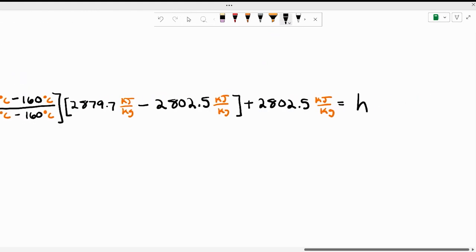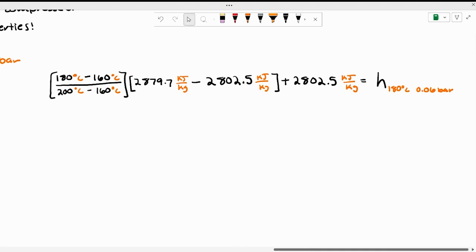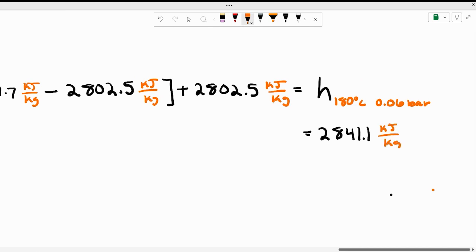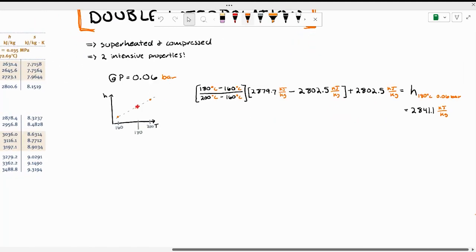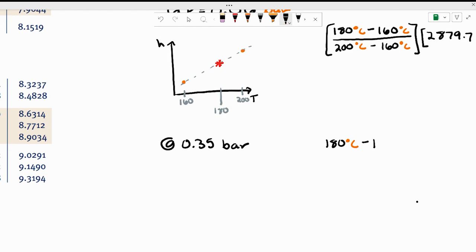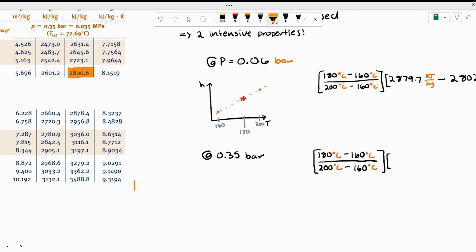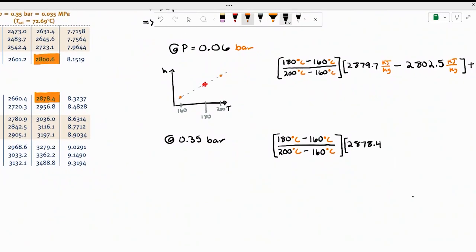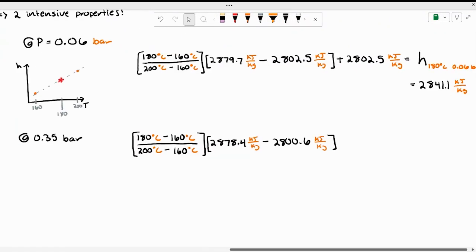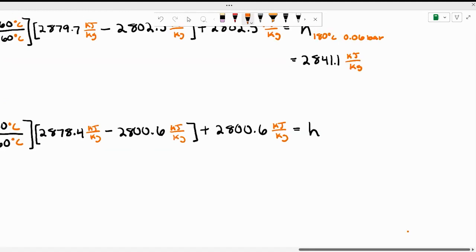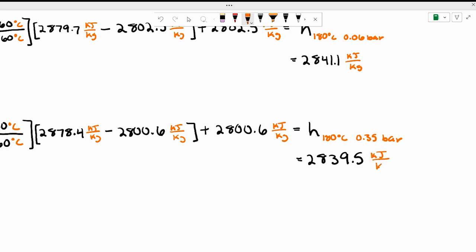From this, we'll see that our enthalpy at 180 degrees Celsius and 0.06 bar is equal to 2,841.1 kilojoules per kilogram. And now, if we linear interpolate, still at temperature equaling 180 degrees Celsius, but this time at pressure equaling 0.35 bar, the math will look like this. With this, we'll find our enthalpy estimated at 180 degrees Celsius and 0.35 bar equals around 2,839.5 kilojoules per kilogram.